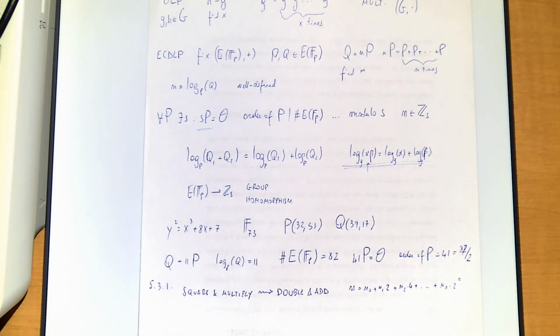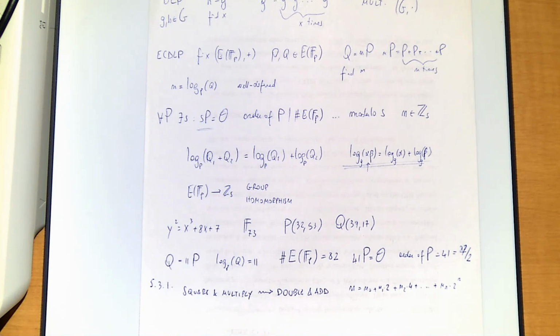And then, since this is a binary decomposition, every time an ni is a 1, then I'm doubling my point. And every time it's a 0, I just ignore that. And then I sum all these doubles, all these multiples of P. Okay, so here is an example.